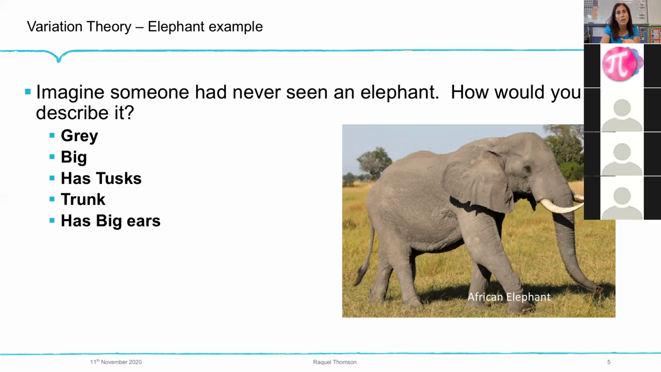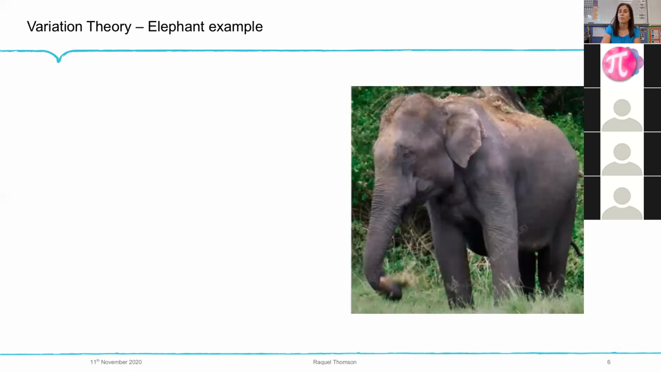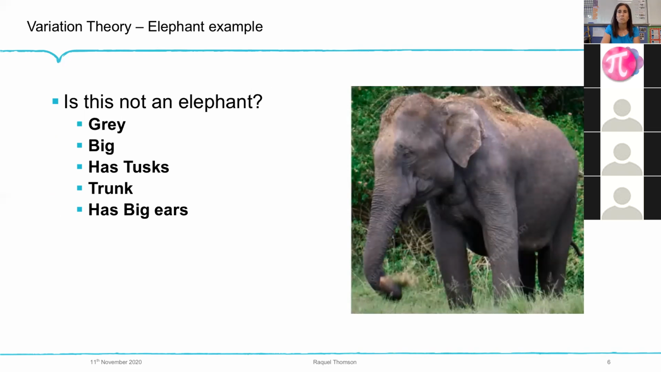Okay, well, now I'm going to show you another picture. This picture here. Can you tell me, is this not an elephant? Well, it doesn't have tusks and it doesn't have big ears. So here is an opportunity that you have. It is an elephant, you know that it is, but it's the opportunity to tweak slightly the concept. So in this case, you would now say it can have tusks or not, and it can have big ears or not. But that's not so much the essential part of what an elephant is. It still is gray, it's big, and it's got a trunk.